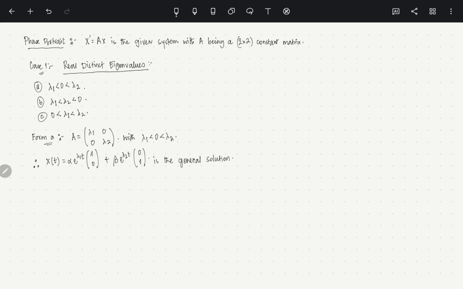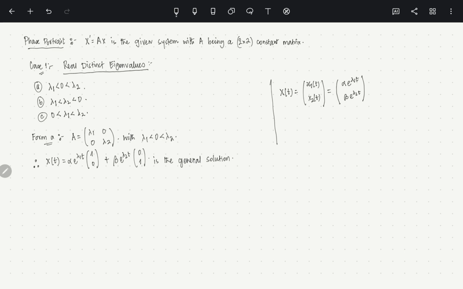Now the thing is this: what is a phase portrait? The main idea behind this video is this. We really want to look at this particular thing. Let's write down x(t). For a fixed t, x(t) is nothing but x1(t) and x2(t). You can just break it up like that. And this is alpha times e to the power lambda 1 of t, and beta times e to the power lambda 2 of t. And this holds for all t.